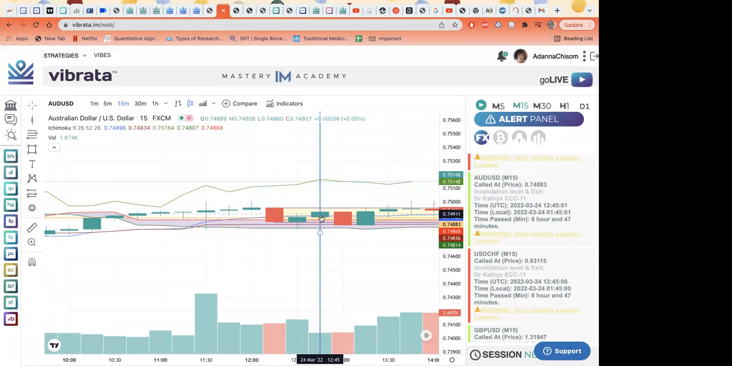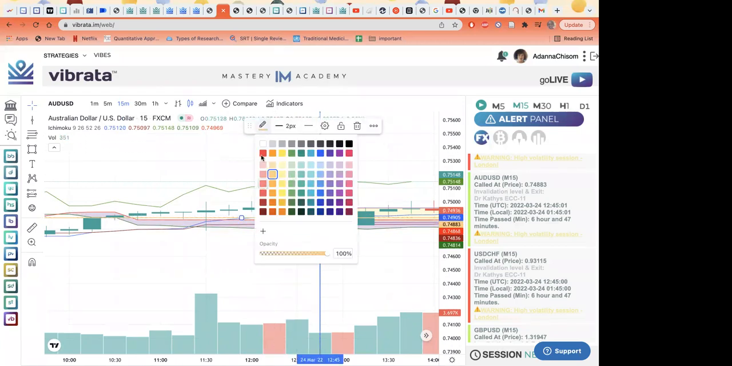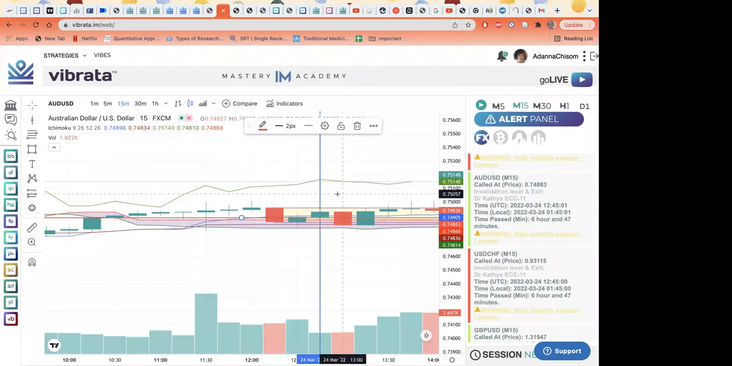So this is where it intercepts. So this is the candle. This is where the trade idea was called. I wish I changed this from yellow. Let me see if I can change it from yellow. Let me put red. Okay, so this is where the trade idea was called.